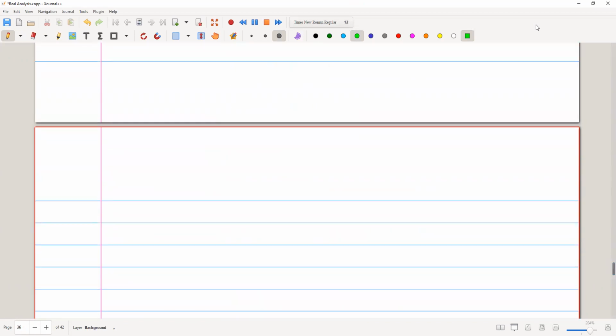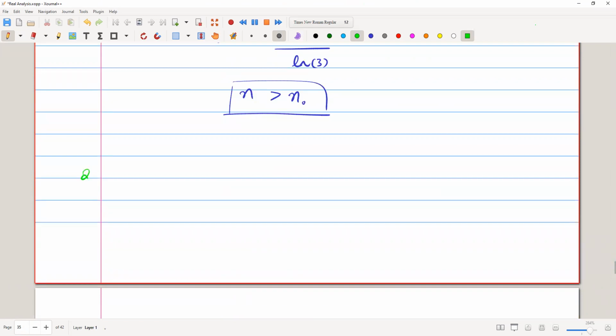Now let's take one more example. Say we have a question where we have to show that the sequence square root of n plus 1 minus square root of n, where n belongs to the natural numbers, is convergent. So we have to show that this sequence is convergent.